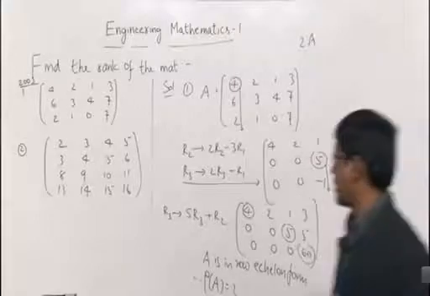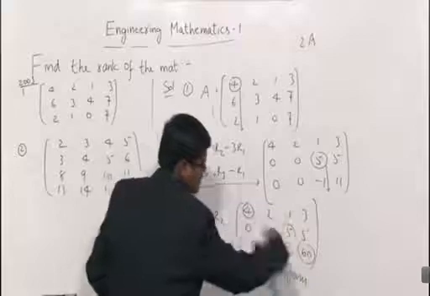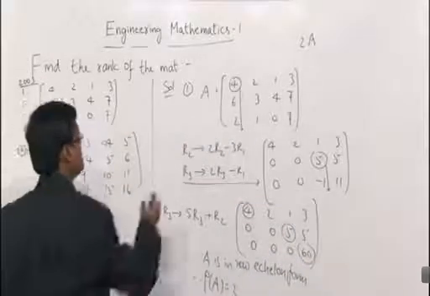Yesterday I told you these operations. So finally we got 3 non-zero rows, with zeros below the circled elements. This is row echelon form.